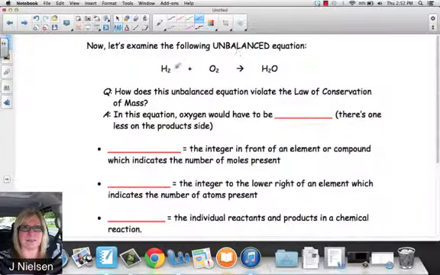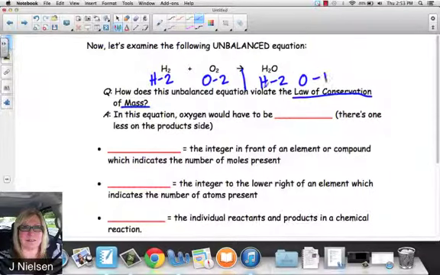Let's examine the following unbalanced equation. How does this unbalanced equation violate the law of conservation of mass? Well, let's look. I have 2 H's on the left, I have 2 O's on the left, and then on the right I have 2 H's and only 1 O. So I'm violating the law of conservation of mass because I'm not finishing with what I started with. So in this equation, oxygen would have had to have been destroyed because there is less oxygen on the right side, which is impossible.